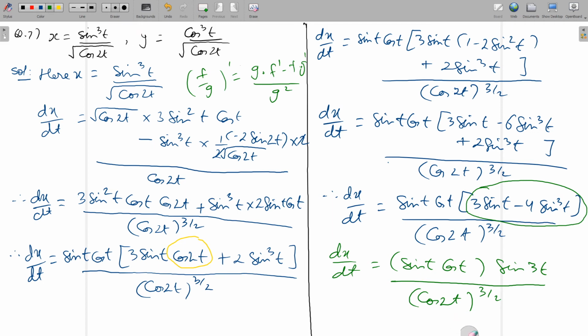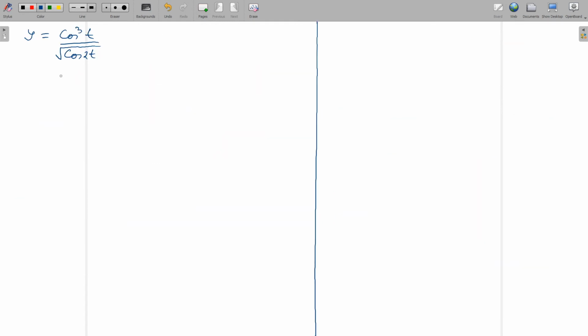Similarly, we will also find the other one, that is dy by dt. Now let us find dy by dt. y equals cos cube t over root of cos 2t. To find dy by dt, we will have to use the f by g rule. So what is the f by g rule? (f by g) dash is equal to g into f dash minus f into g dash over g square. So this is our f and this is our g.